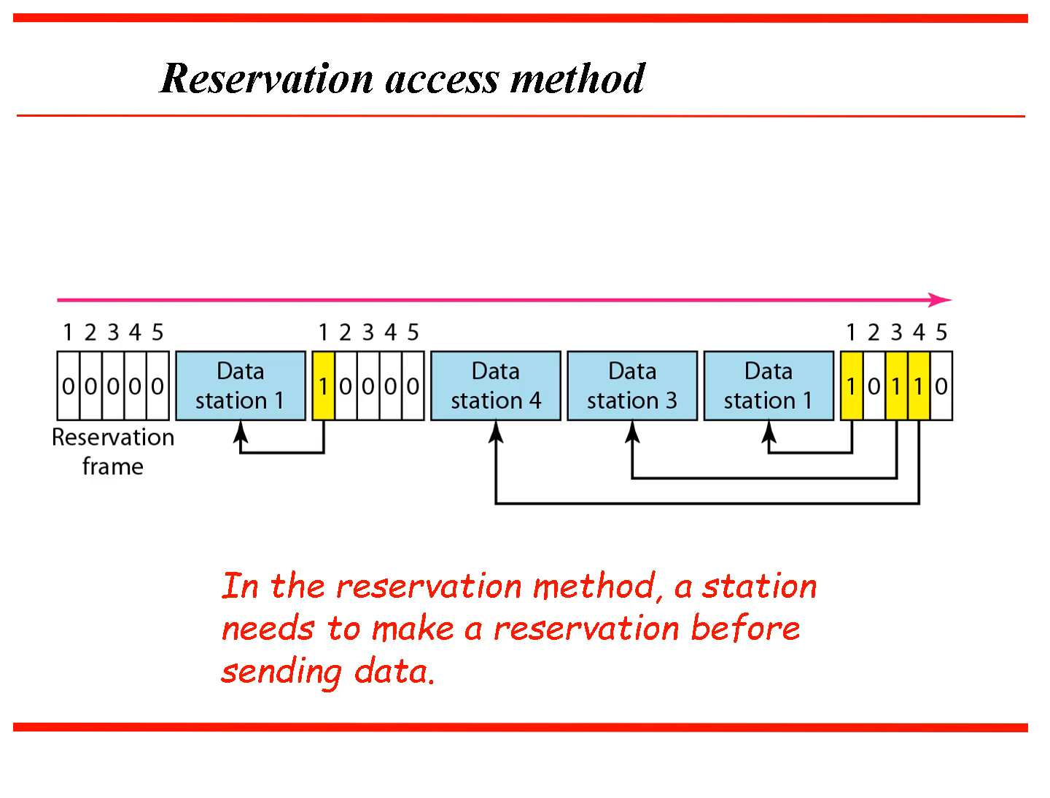So here we can see that 5 reservation slots are there, and station 1, station 3 and station 4 are reserving the respective time slots of their transmission. At station 1, slot 1 is reserved, at station 3, slot 3 is reserved, and at station 4, slot 4 is reserved.